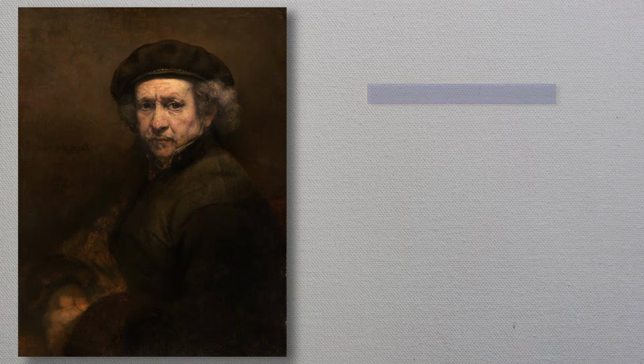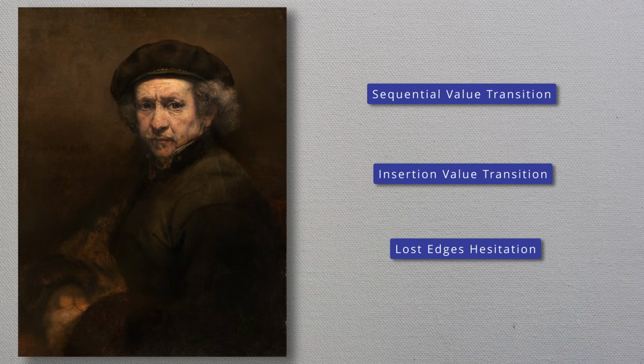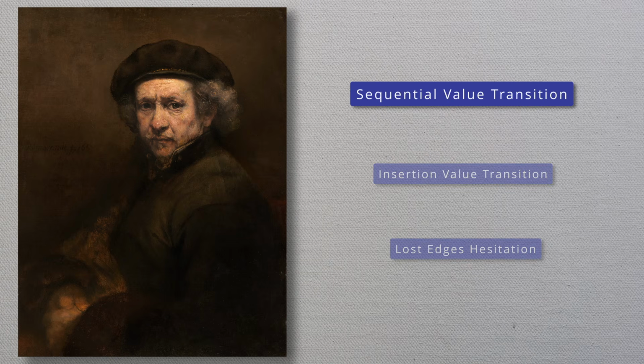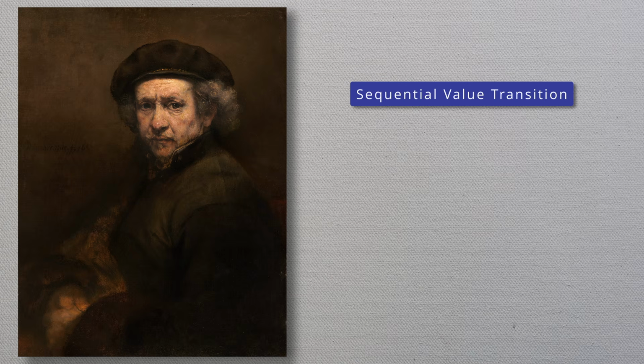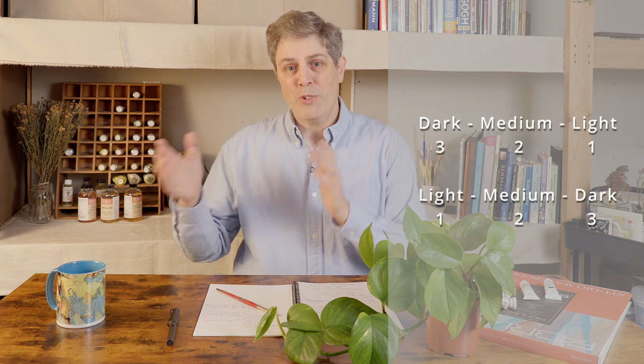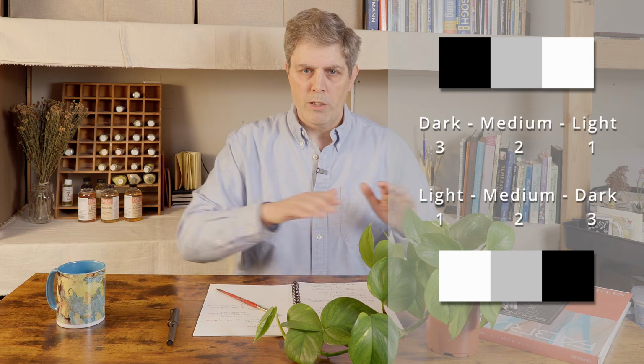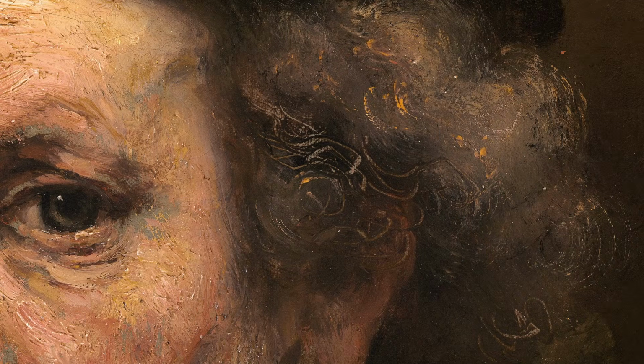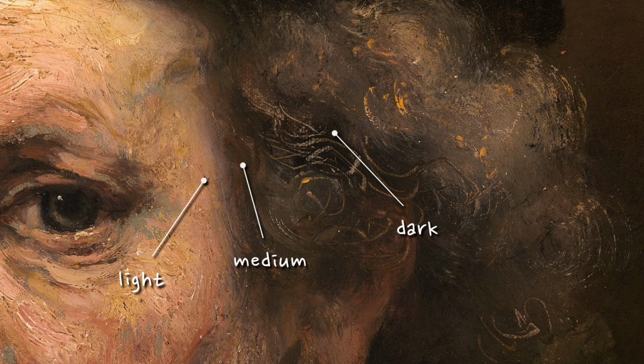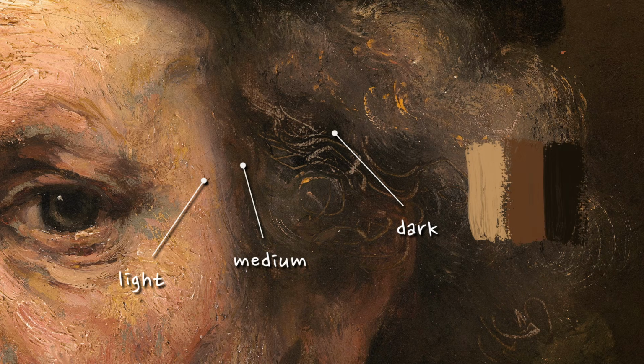Even though we're looking at it last year in the original video on Rembrandt, the first transition we looked at was the sequential transition. And this is maybe what we might think of as the most basic value transition. 1, 2, 3, from light to medium to dark, or from dark to medium to light. A nice value transition going in order. And we can see this in numerous parts of the painting. In particular here, we can see it going from the face into the shadow of the face right as we enter into the hair, and then in the hair where it gets darker. So we go from light to medium to dark.